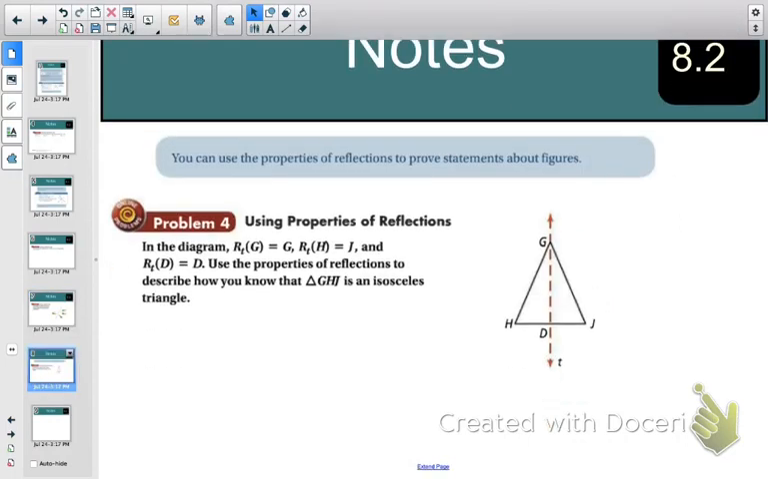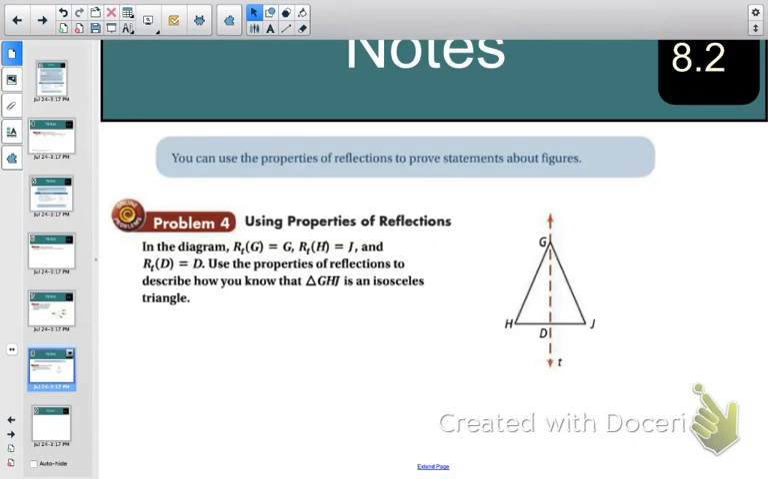Alright, and last one says you can use the reflection properties to prove statements about figures. So in the diagram, RTG, reflection across T of G equals G, that means it doesn't move. If you reflect H across T, it turns into J, and if you reflect D, it stays the same. Use the properties of reflections to describe how you know GHJ is an isosceles triangle.